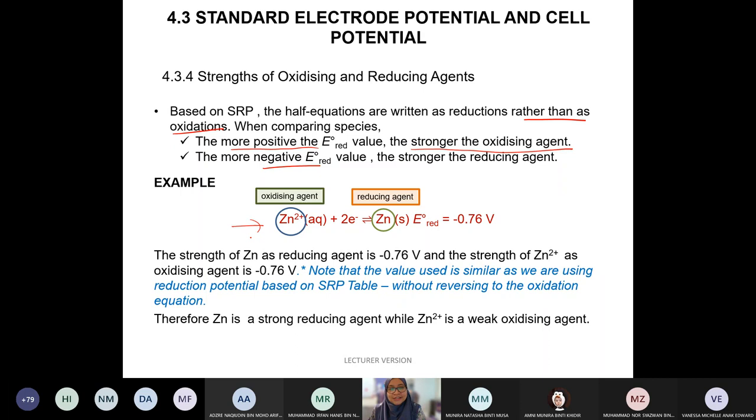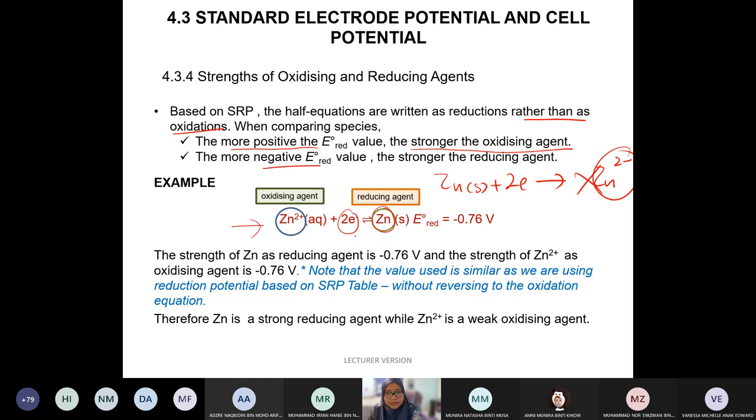Okay, look at this example, guys. This is the equation for zinc. Zinc 2 plus, this is the reduction equation, because zinc 2 plus accepts 2 electrons. We are not talking about zinc accepting 2 electrons; this is different. We don't have this. Zinc will never accept 2 electrons to become zinc 2 minus. We don't have this. Zinc 2 plus accepts 2 electrons to become solid zinc. So this is what we call the oxidizing agent and this is what we call the reducing agent.